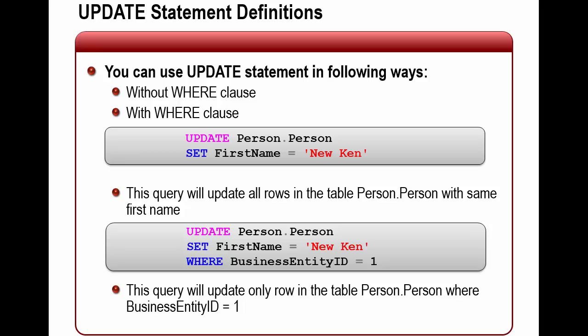So if you type update Person set FirstName as new Ken, that means all, I don't know, 5,000 persons become new Ken. But in the second case, update Person set FirstName equal to new Ken where BusinessEntityID is equal to 1, then we are speaking in SQL about only one record, if BusinessEntityID is the primary key, and each BusinessEntityID has a unique value on its record.